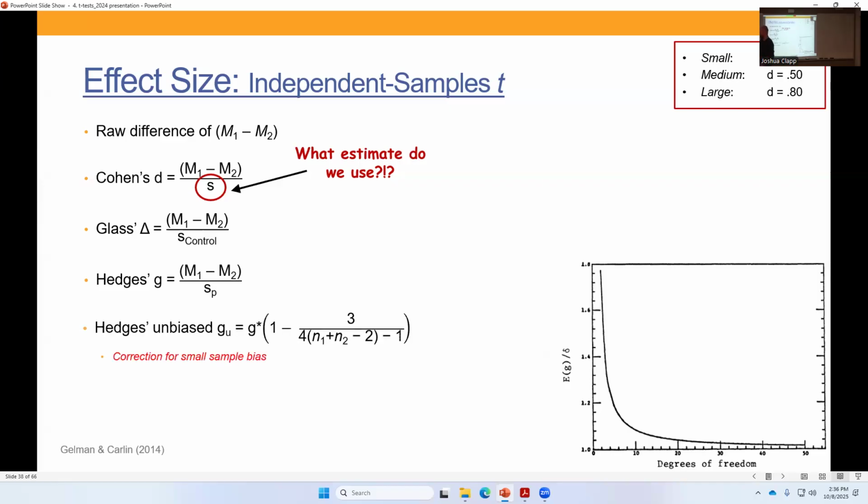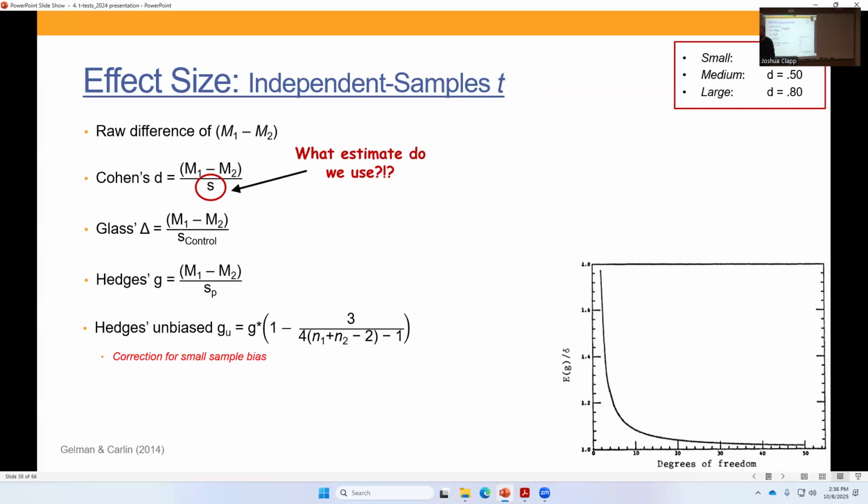So what we can do to counter small sample bias is calculate what is sometimes known as Hedges' unbiased g, okay? Calculating Hedges' unbiased g is pretty straightforward. You calculate g like you normally would, and then you multiply it by a correction. That correction is 1 minus 3 over 4 times the degrees of freedom of your test, minus 1.